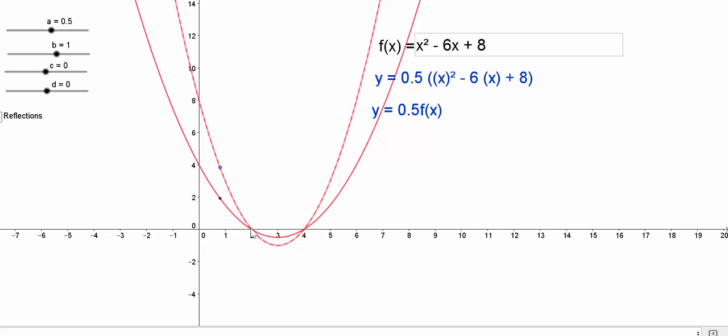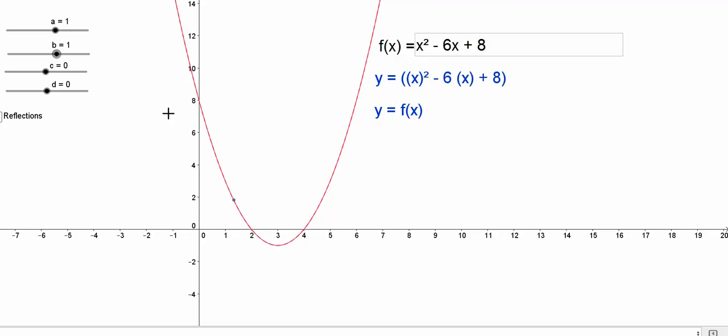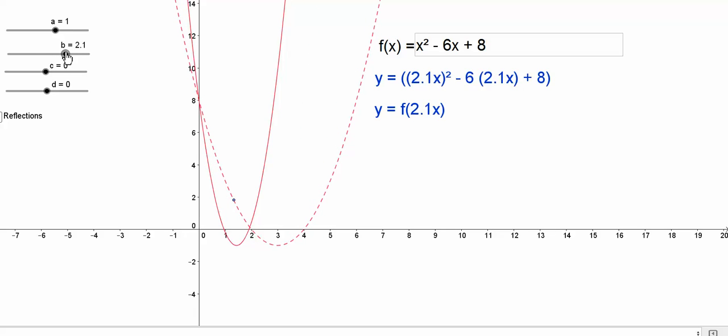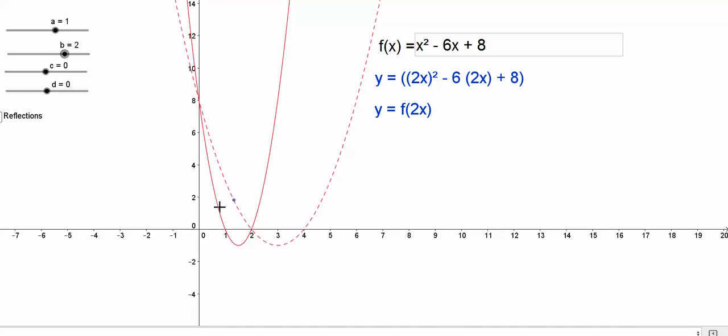Notice that on a stretch, points that are on the x-axis itself stay where they are. They stay on the x-axis. If we multiply the x by 2, so we have f of 2x, we get this. F of 2x results in a compression parallel to the x-axis. So we would call this a stretch of factor a half parallel to the x-axis.